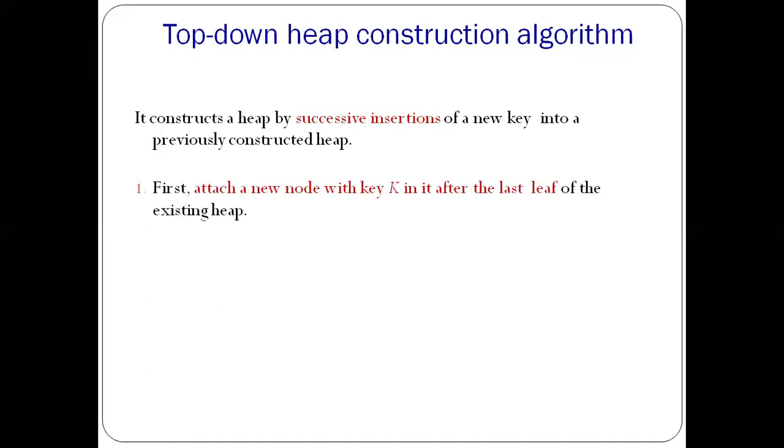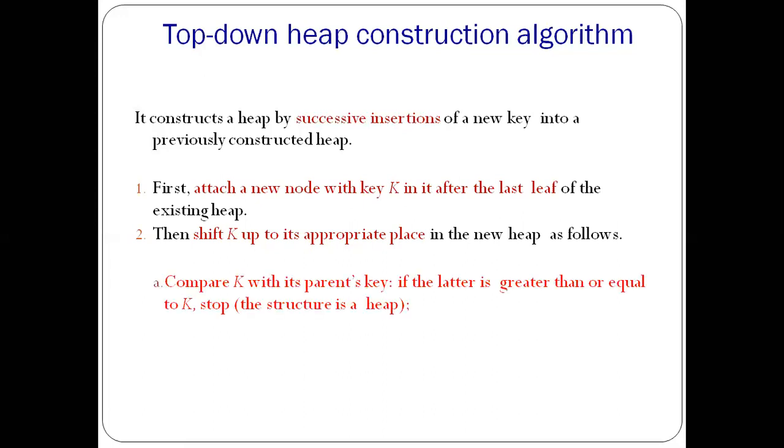First, attach a new node with key k after the last leaf of the existing heap. So as a last leaf, it will be adding a new node, and then shift k up to the appropriate place in the new heap as follows. Compare k with its parent key. If the latter is greater or equal to k, stop. That means you are adding a new node, k, as the leaf node of the currently existing heap.